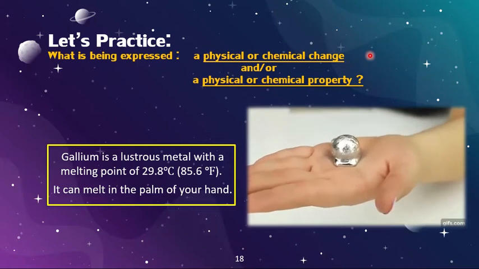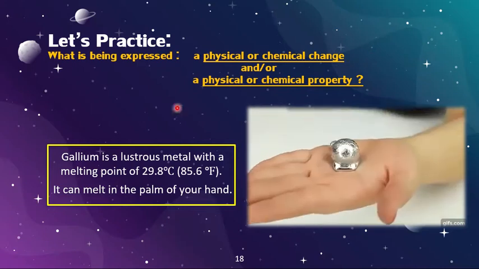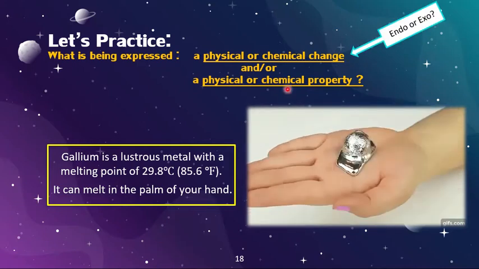So now we want to ask ourselves, is that phase change endothermic or exothermic? So gallium, the metal here, is absorbing heat from the body, causing this phase change. So because it's absorbing heat from the body to melt, we will say that that is an endothermic physical change.